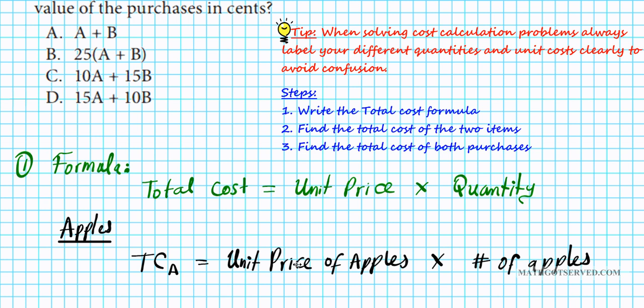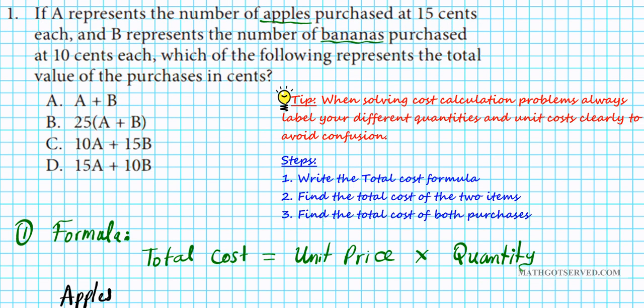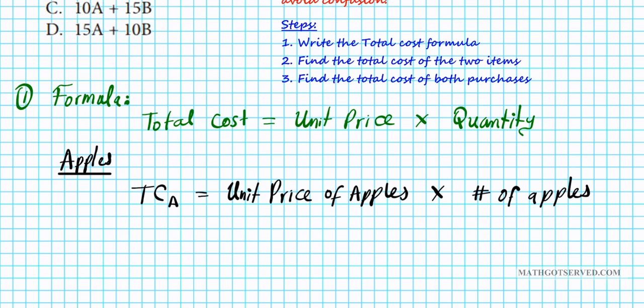Now let's apply this formula for total cost of apples to this situation here. Okay, so for apples, what do we have? We need two things. We need the unit price for apples and how many apples we bought for the quantity. So for apples, A represents the number of apples. So the number of apples or quantity of apples is A, and 15 cents each. Each means per unit. So this is the unit price. The total cost for apples is the unit price of apples, which is 15 cents multiplied by the quantity of apples, A. All right, so total cost of apples is the expression 15A.